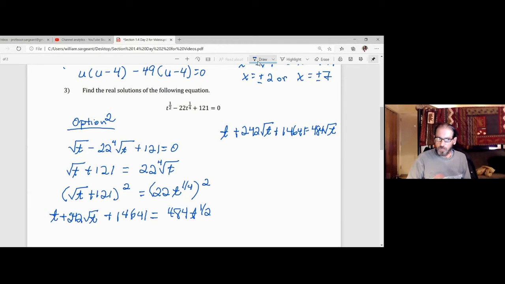I'm going to get the like terms together, subtract the 242 square root of t. In fact, 484 is double 242. So when I subtract that, 242 square root of t. The right-hand side, that square root's not quite isolated. However, it's not added to something or subtracted from something. So I can square both sides.